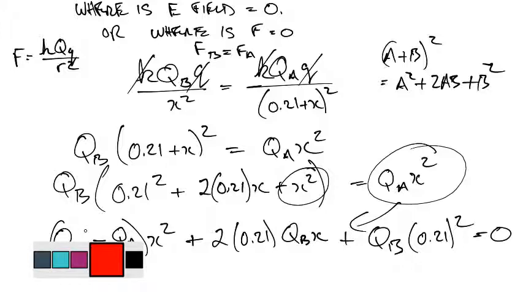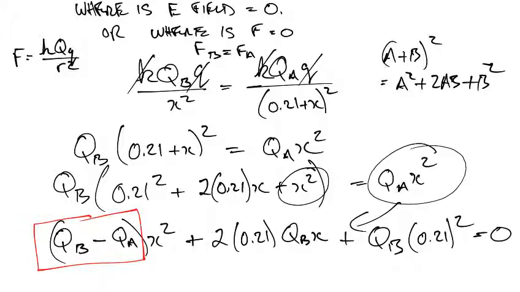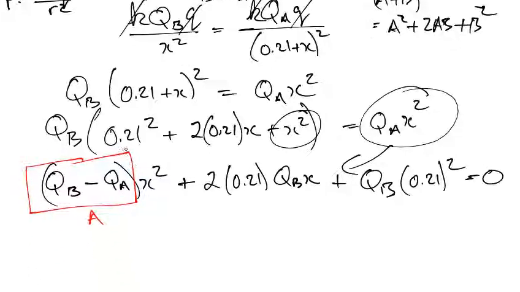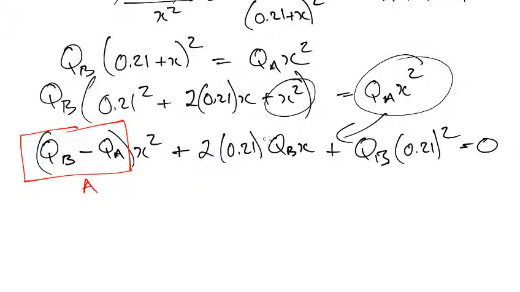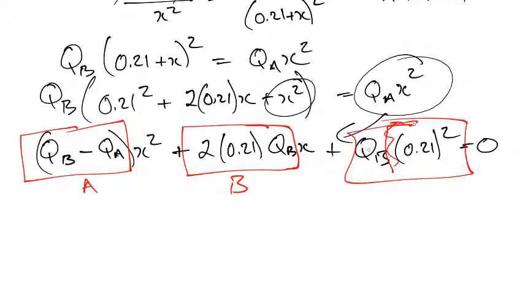Now I'm going to switch colors here. That is my A term in terms of a quadratic. This is my B term, and this is actually wrong. The whole thing is my C term.